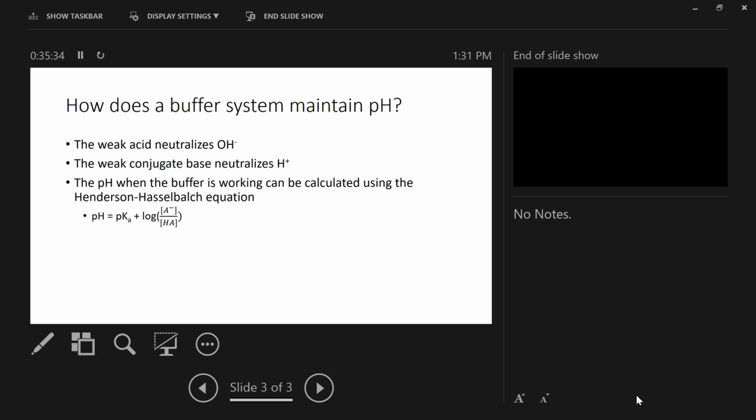How does a buffer system maintain pH? You want the answer to that question. Yeah. Oh man, I am so sorry. So how does a buffer system maintain pH? And you would just say you would make more or less weak acid. You make more or less weak acid. Yes. Yeah, absolutely. You make more or less weak acid. I'm so sorry, Charles. I was very confused.